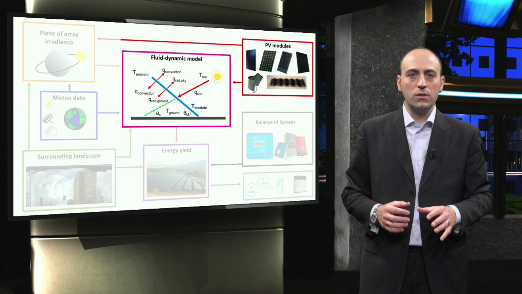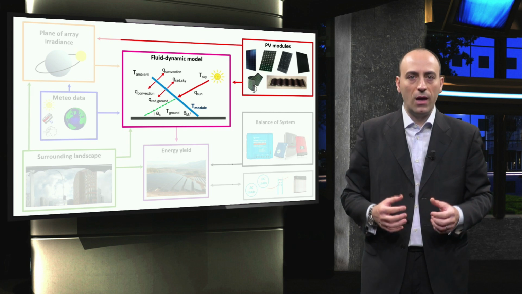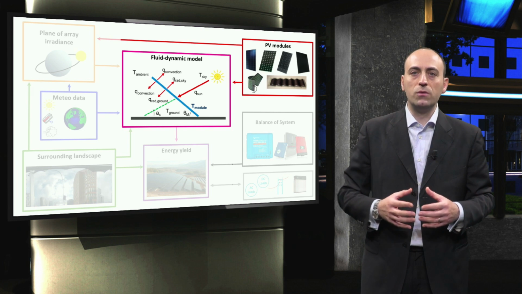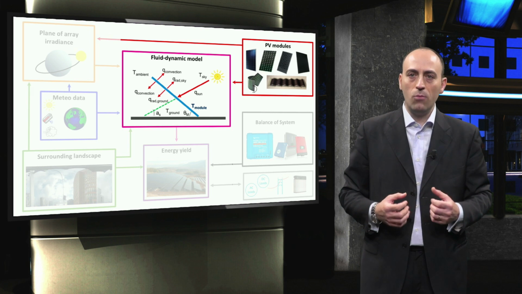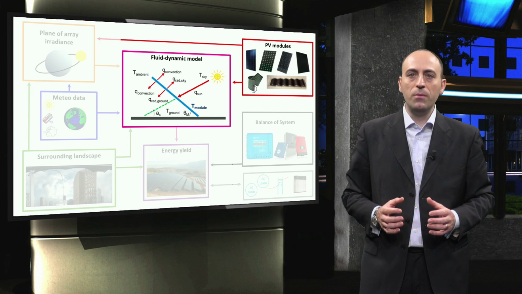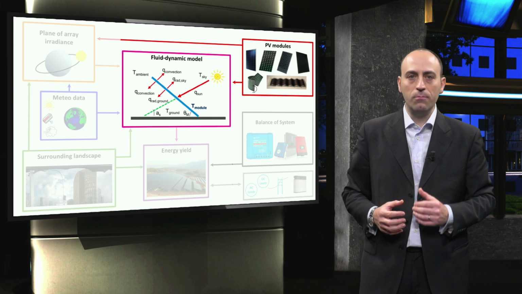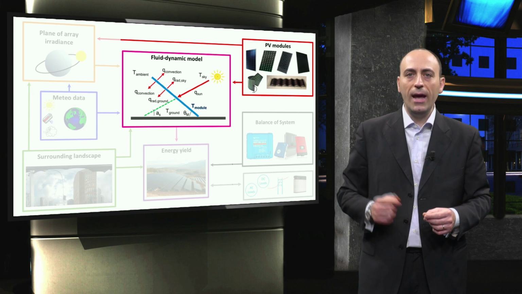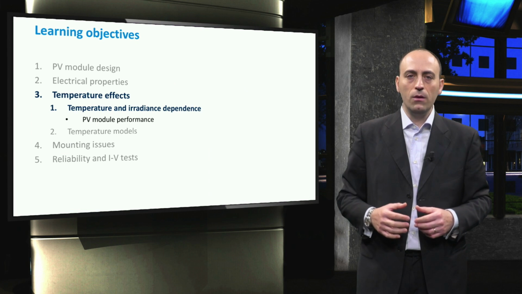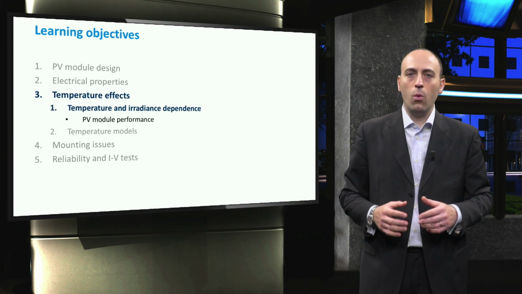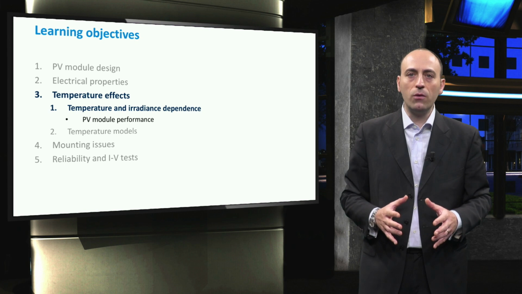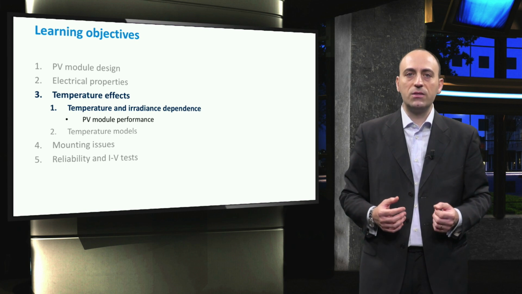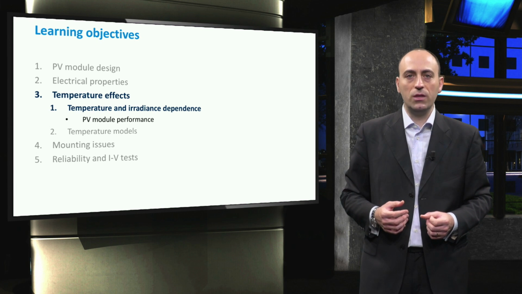The standard test conditions are generally not representative of the actual working conditions of a PV module. This is because the PV module output depends strongly on the irradiance and module temperature. These effects will be discussed with the help of the fluid dynamic model. The model is based on a detailed energy balance between the PV module and the surrounding environment. This week you will learn how and why the module temperature and mounting configuration will affect its performance. We will also discuss reliability testing and the IV testing of PV modules in industry.